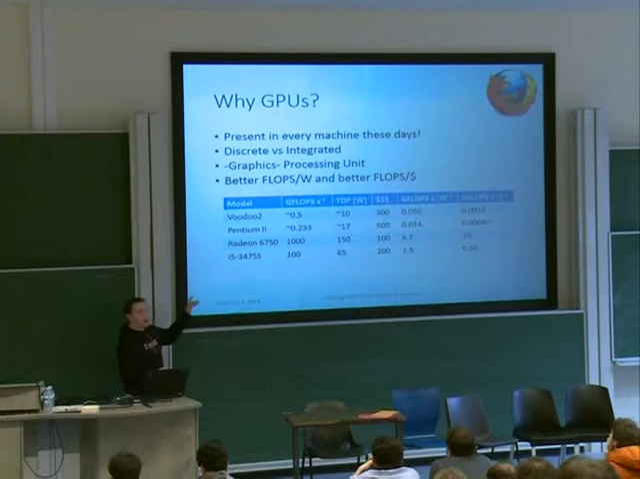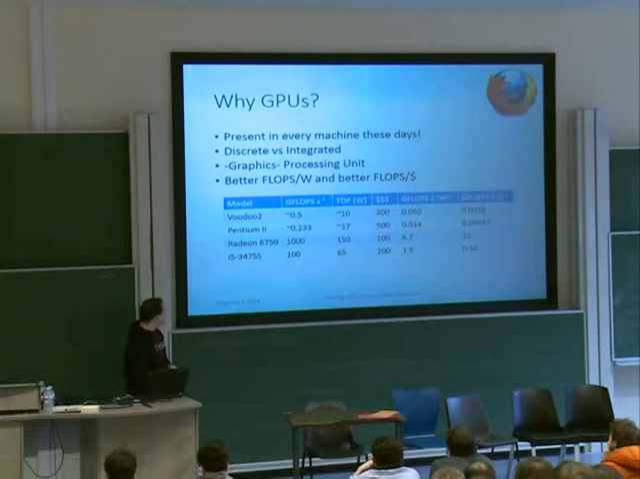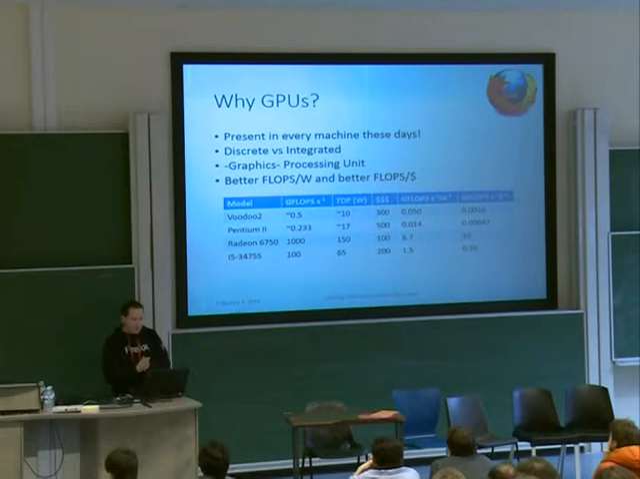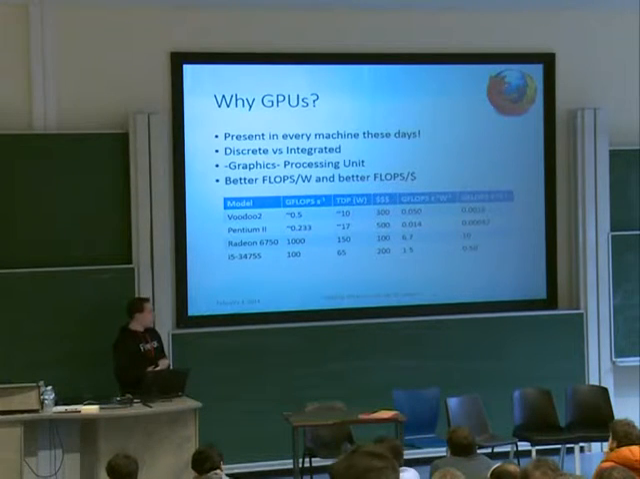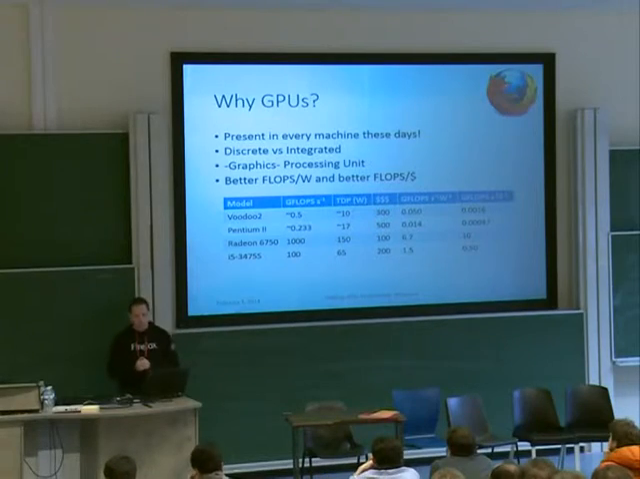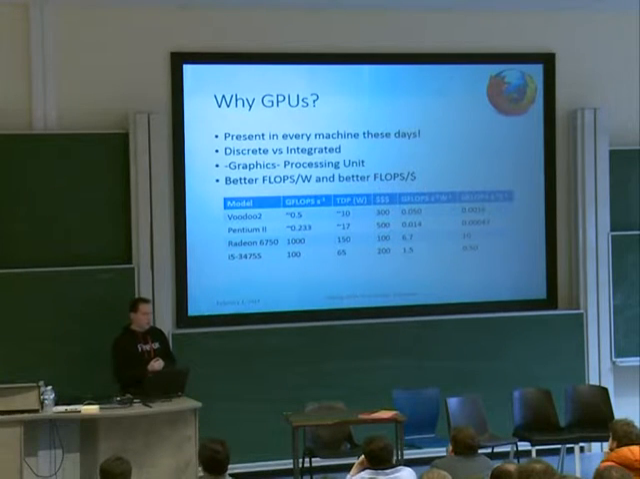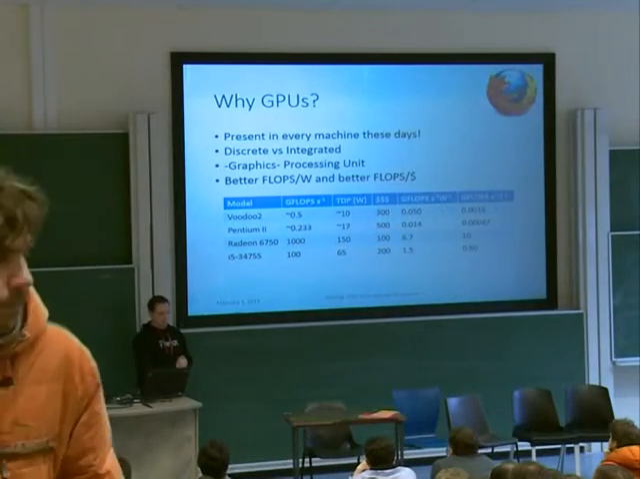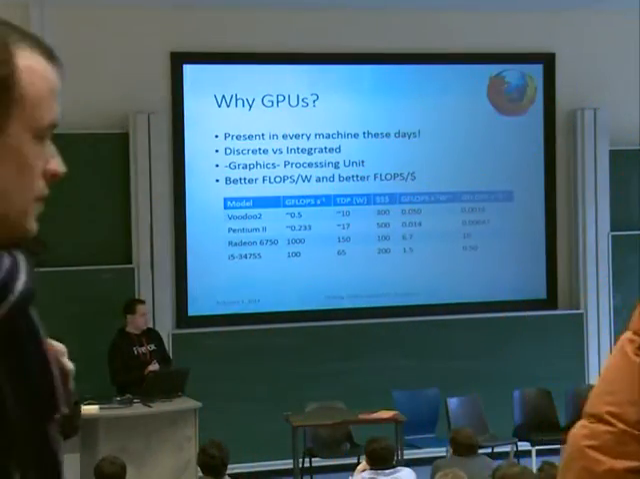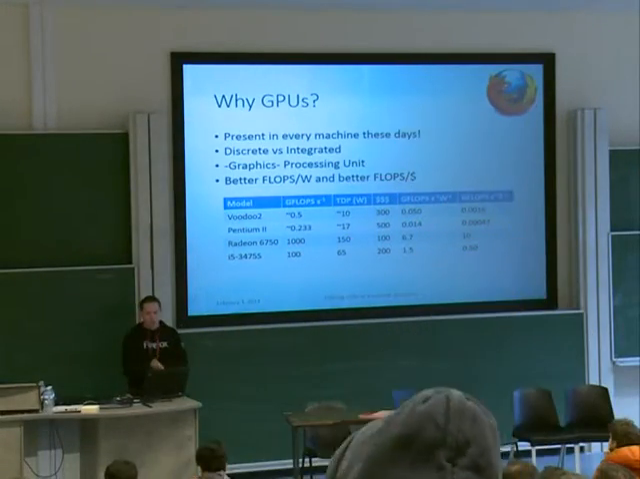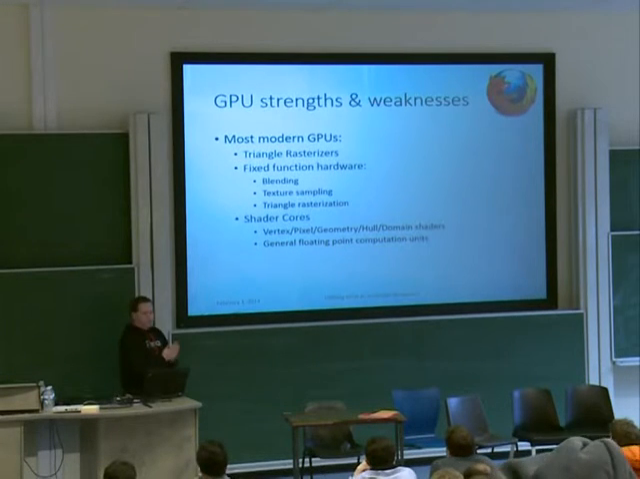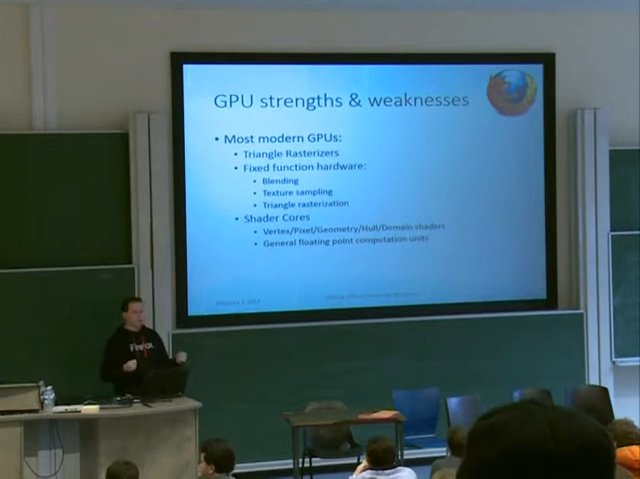Now if you compare that to a common CPU in these days, which is the Ivy Bridge i5-3475S, that produces a tenth of that at a higher price, at double the price, but lower power, unlike in the olden days. Anyways, you can see now that we have over four times as many gigaflops per watt on the Radeon, and we have over 20 times as many gigaflops per dollar, right? So everybody likes cheap. Well, that's basically the why. Now we have to figure out how to do it. Well, what are the GPU's strengths and weaknesses? Most modern GPUs are triangle rasterizers.